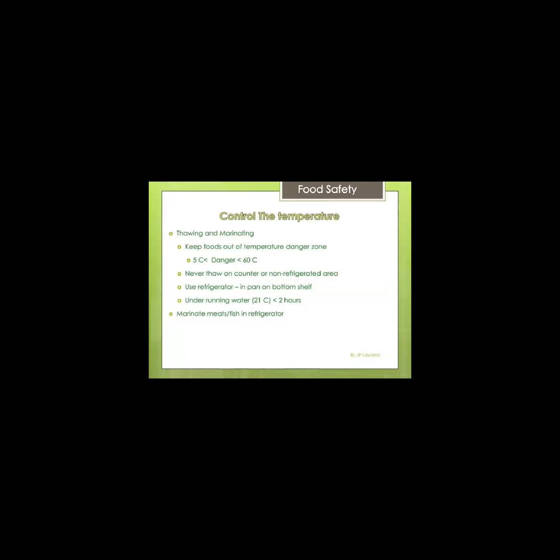This is the same thing, temperature control. We have already discussed the danger zone, that food should not be maintained between 5 degrees Celsius and 60 degrees Celsius, and at room temperature it should not be left for more than 2 hours, and so on. If it is left for about 4 hours, then we have to waste it.